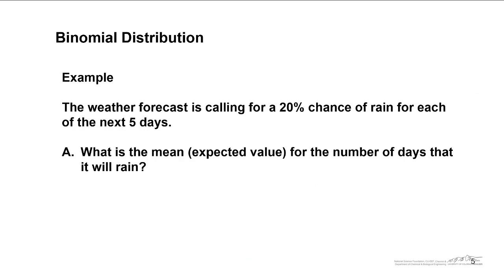Let's work through an example here. I've got 5 parts to this example. The weather forecast is calling for a 20% chance of rain for each of the next 5 days. So looking at this, we're going to call a success rain. The probability of success is going to be 0.2. The number of trials is 5. Now this is a Bernoulli trial because we have a certain probability of success, 20%, and a certain probability of failure. We also have a fixed number of trials, and we also know that they are independent of one another.